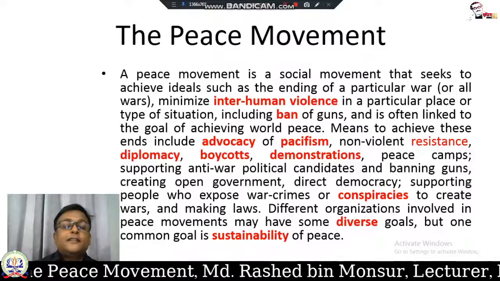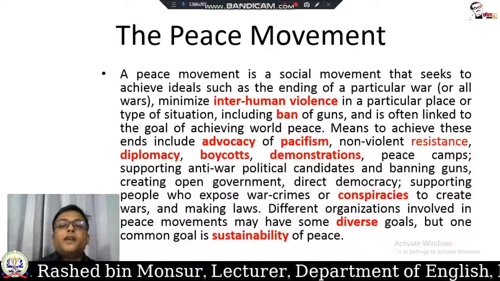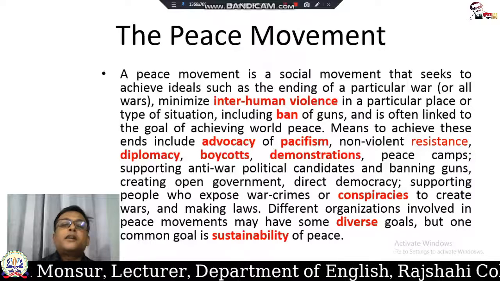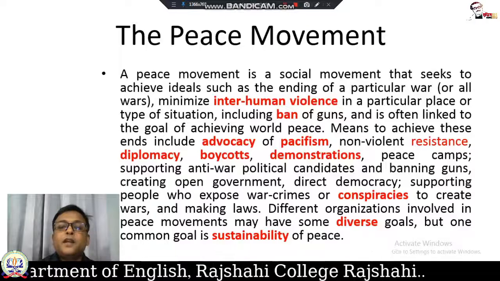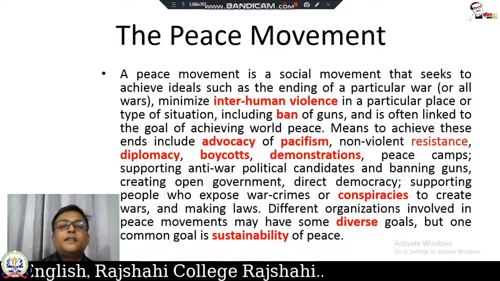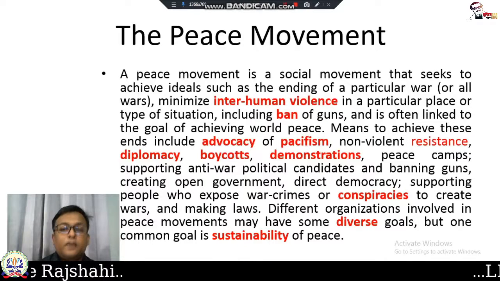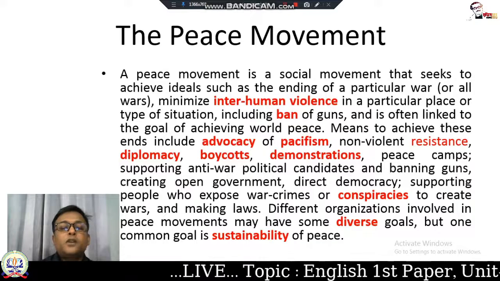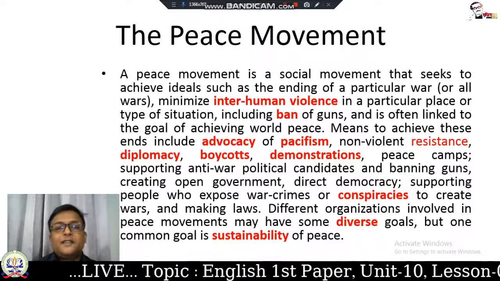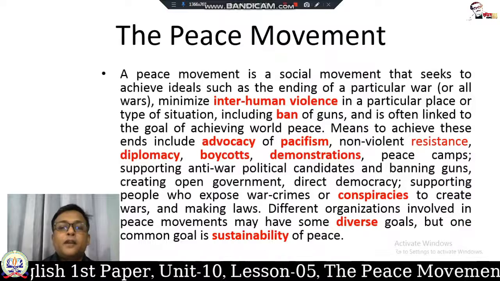Now, in the next sentence, in the second sentence of this passage, there are some ways by which we can achieve our peace. So, means to achieve these ends include advocacy of pacifism, non-violent resistance, diplomacy, boycotts, demonstrations, peace camps, supporting anti-war political candidates and banning guns, creating open government, direct democracy, supporting people who expose war crimes or conspiracies to create wars, and making laws. So this sentence is even bigger and more complex. So let us try to make out the meaning part by part.